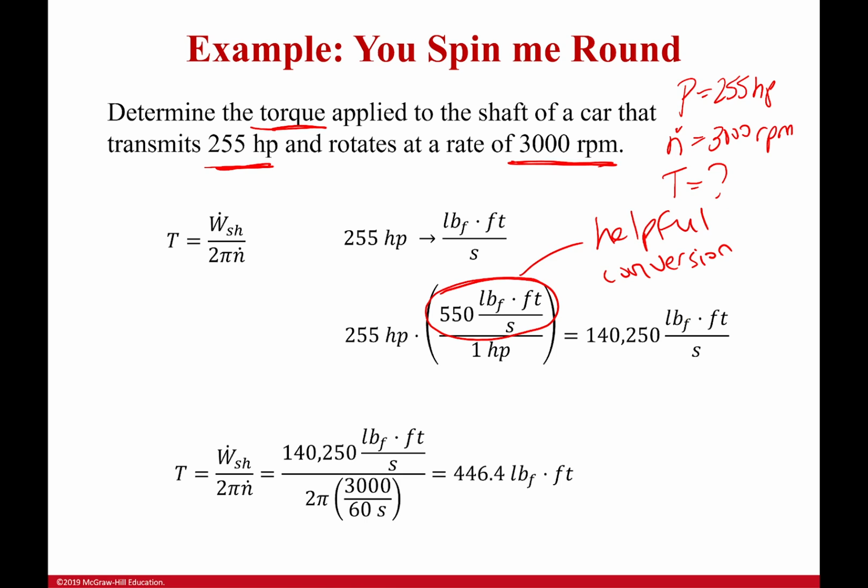So I plugged that in there, and I went ahead and converted from rotations per minute to rotations per second by saying that there are 60 seconds in 1 minute. And so this comes out to be 446.4 pound-force foot. So not terrible, not too bad. The biggest thing is just understanding those conversions and how we do it. This is one of those plug and chug examples, which is always pretty nice.